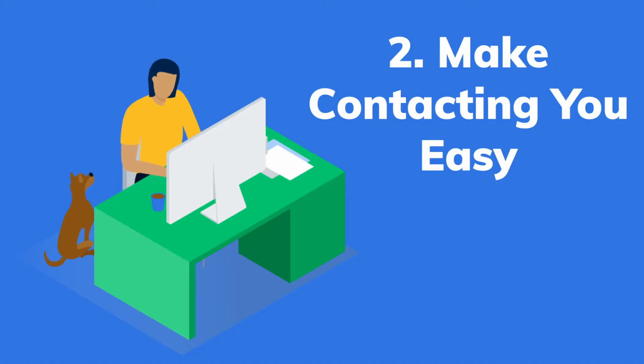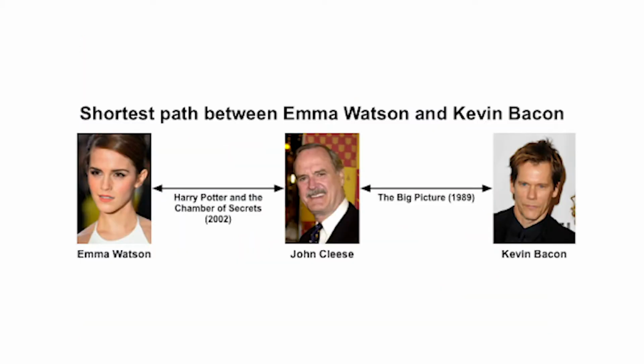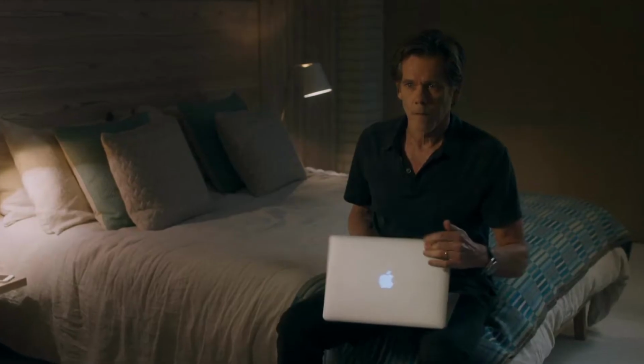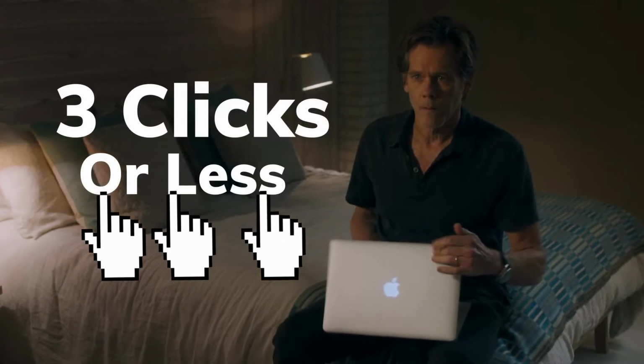Make contacting you easy. You ever heard of the 6 Degrees of Kevin Bacon? It's a parlor game where you try to find the shortest path between any actor and Kevin Bacon, and you can do it in 6 connections or less. And that's not unlike how you should think of your website. Most website users will get tired of looking for information after just 3 clicks.